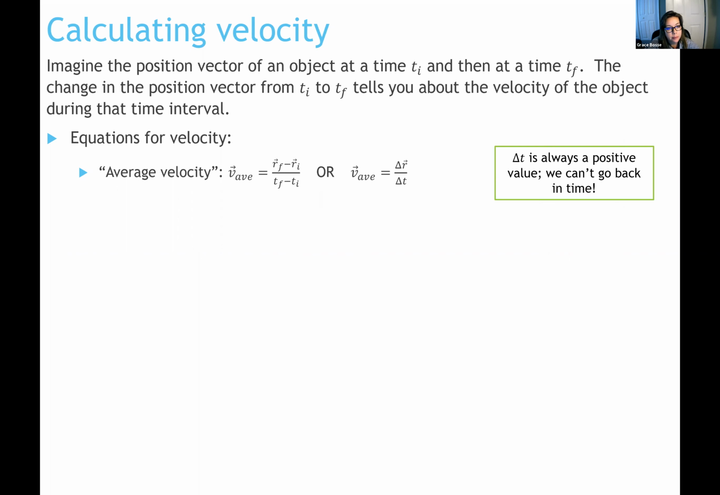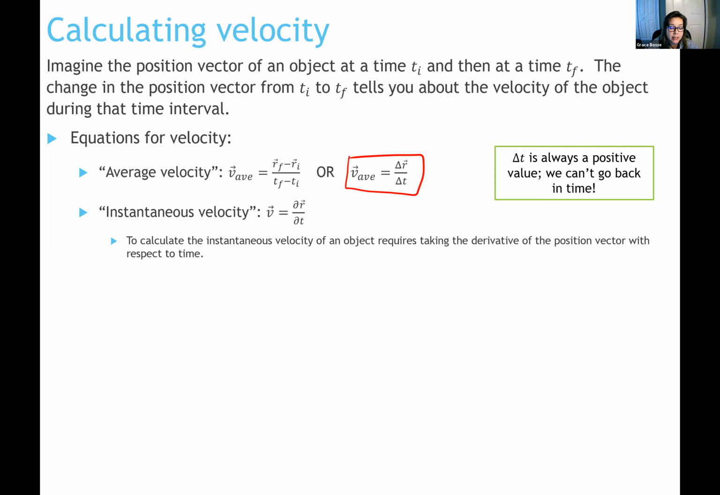Time has a direction that is never changing. Time must go forward. So when you're considering these time intervals, they're always positive. T final is always bigger than t initial. We can't travel backwards in time yet, so your time intervals will always be positive. Keep that in mind. You'll see in this equation, this is another common way of writing the average velocity as delta r over delta t, where that delta is a Greek symbol that means change. So you might see either one of these equations, but they mean the exact same thing.